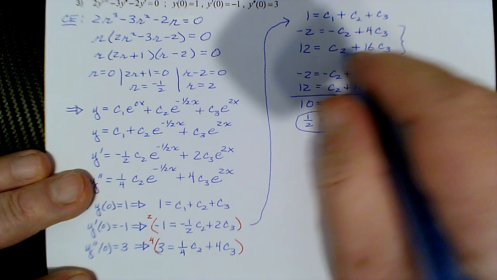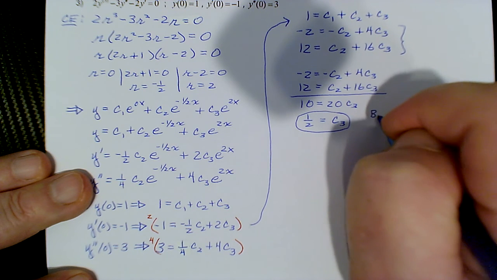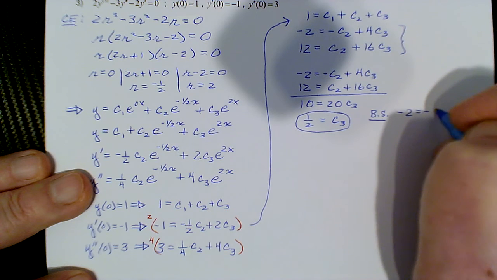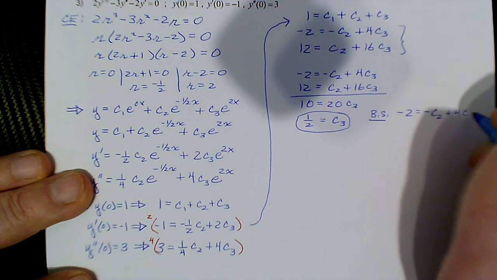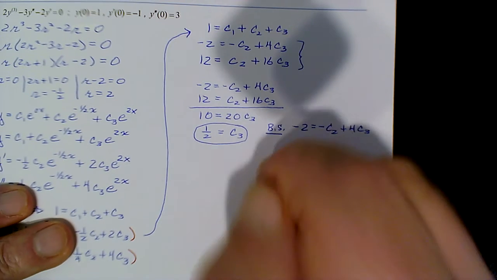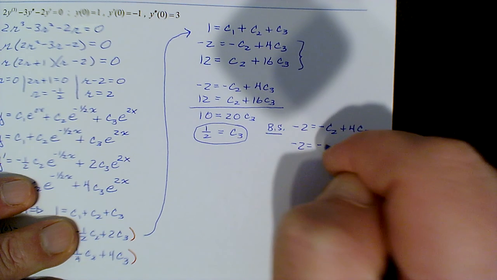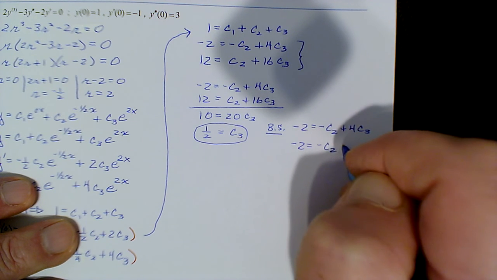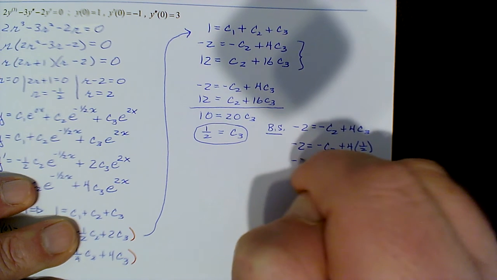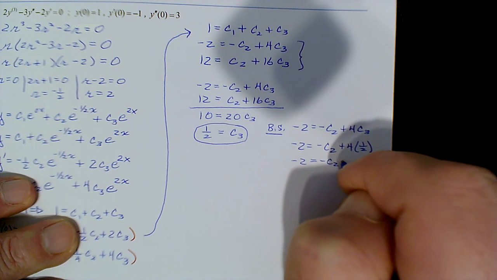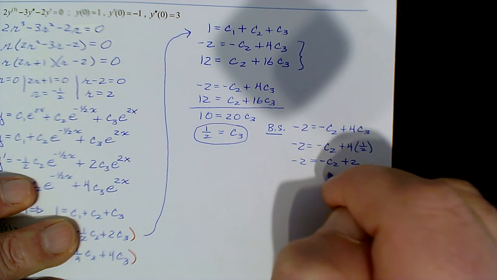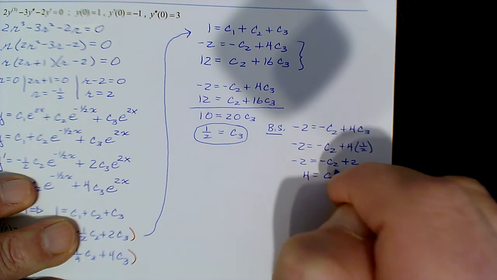Okay, and then back substitute into either one of those. I'm going to use the negative 2 equals negative c2 plus 4c3 equation, and replace c3 by the 1/2. So negative 2 equals negative c2 plus 4 times 1/2. So that's negative 2 equals negative c2 plus 2. So that would make it negative 4, but then multiplying by the negative, c2 would be positive 4.